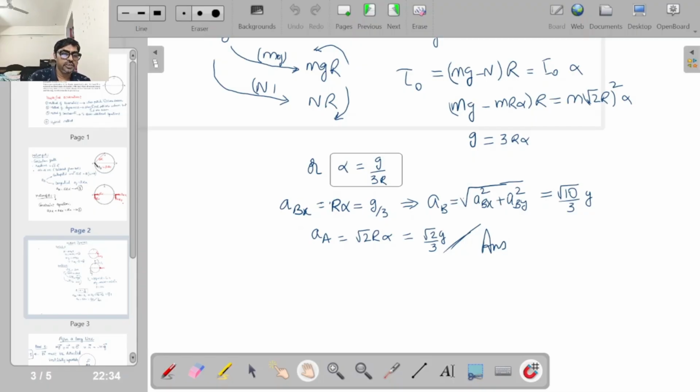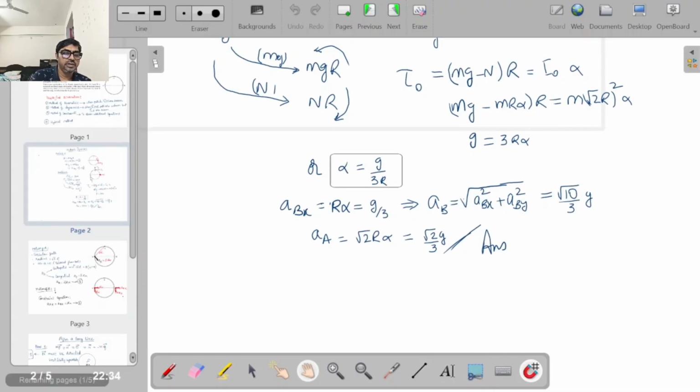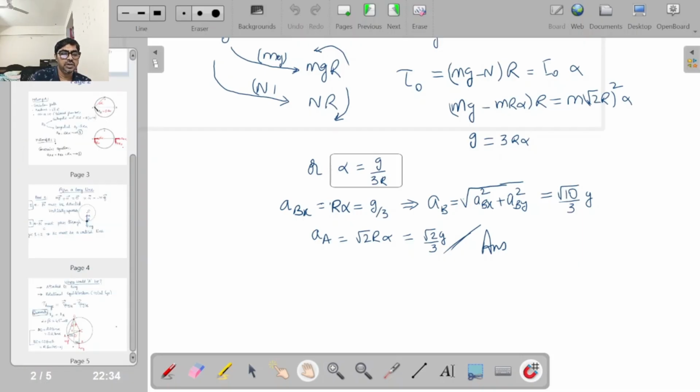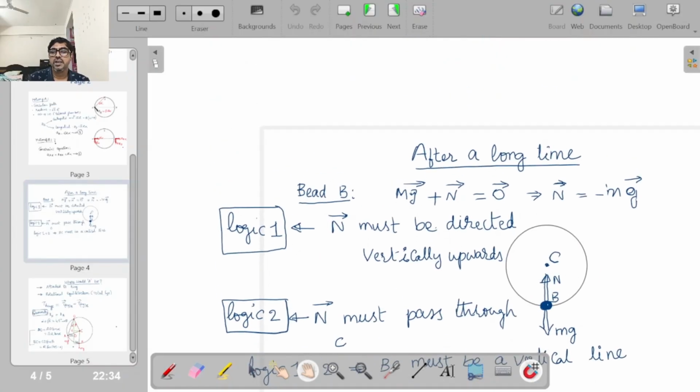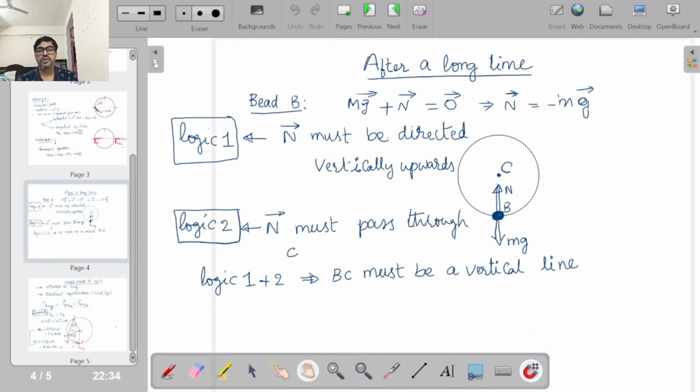First part is over, sir. Now we are going for the next part. What is the next part? They are talking about the angle after a long time. So after a long time, the oscillator, you just wait for it, you sleep for some time, you come back once it comes to rest, then we will focus on it.